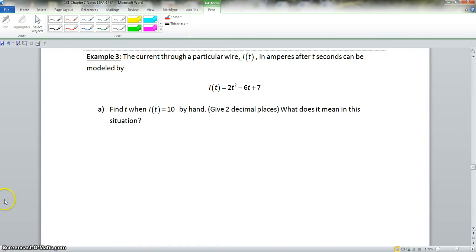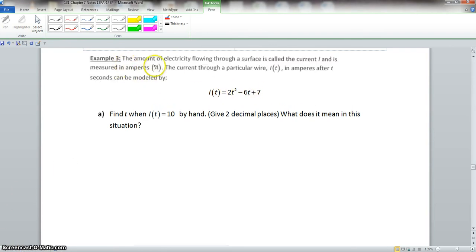Okay, your example 3 looks a little different than my example 3. Our equation is the same, our A is the same, but the directions for example 3 are different. So I'm going to use the directions that you have in your course pack, which states the amount of electricity flowing through a surface is called the current I, and it's measured in amperes, A. The current through a particular wire, I of t, in amperes after t seconds could be modeled by this formula here. Okay, class, I just took the liberty of changing this so it will look more like the example you have in your course pack with the same language here.